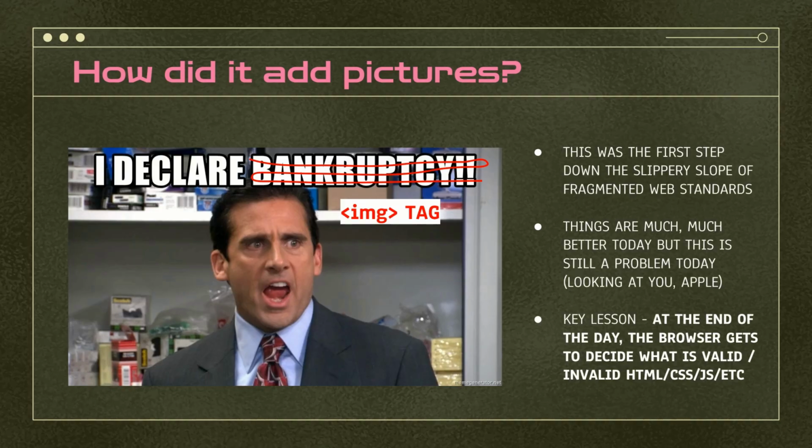Specifically, Apple is a pretty bad offender today. Well, not bad by these standards, but by today's standards, Apple is probably the worst offender. And the big thing that you want to take away from this is that at the end of the day, the browser gets to decide what is valid and what's invalid with respect to HTML or CSS or JavaScript, or whether or not you're using transport layer security. All of these things, the browser has an enormous amount of power in that relationship. And the standards bodies are just kind of putting things out there and hoping that the browser companies will comply with them.